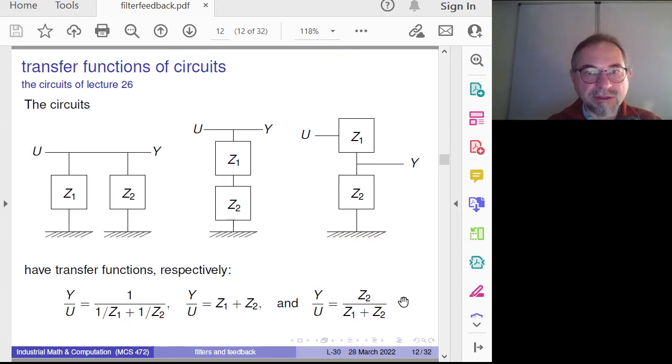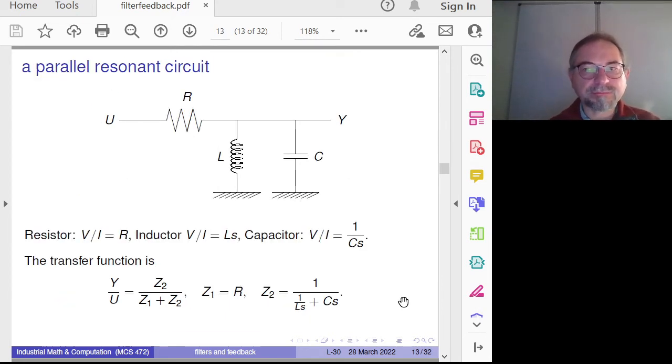Okay, so let's look at an example. Here is what they call a parallel resonant circuit. We have three basic components: a resistor, an inductor, and a capacitor. We're using all three of these elementary building blocks. We have introduced these three basic components along with their transfer functions. You see the S coming in there, the same S that we use in the Laplace transform.